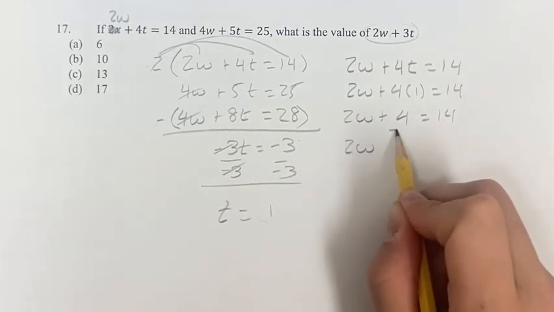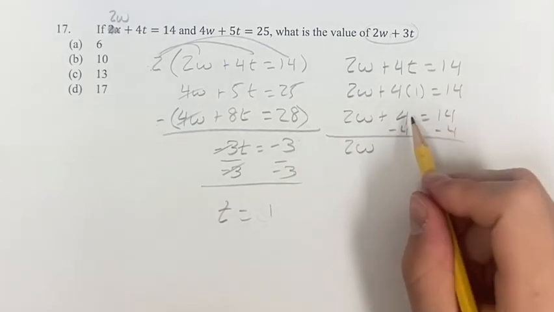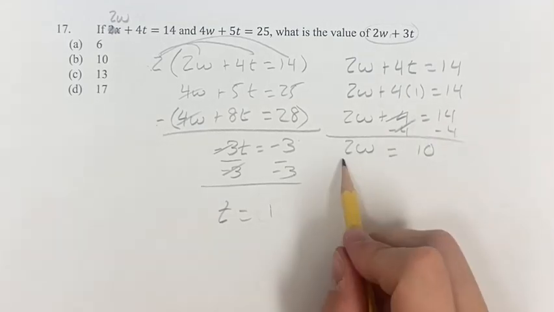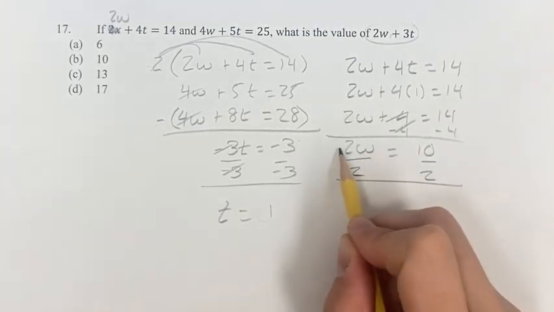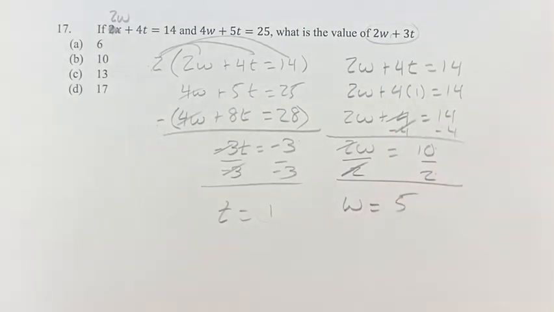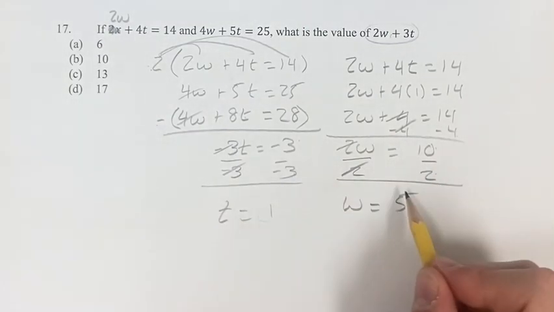2w, subtracting 4 on both sides, so I should make that a little bit more clear. These cancel. 2w is equal to 14 minus 4 is 10. Again, we want to solve for w, so we divide both sides by 2, and these cancel. We get w is equal to 10 divided by 2, or 5. So now we know what t is, we know what w is.